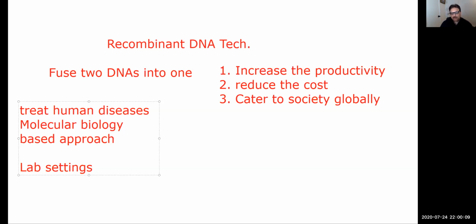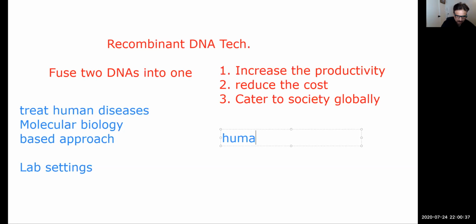So to revise, recombinant DNA means fusing two DNAs into one. And why do we do this? To treat human diseases. This is a molecular biology approach, and this can be done under lab settings. Now, what could these two DNAs be? Again, coming back to the same question.